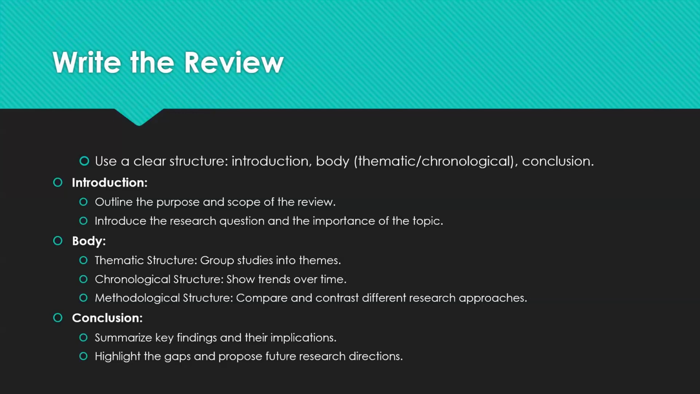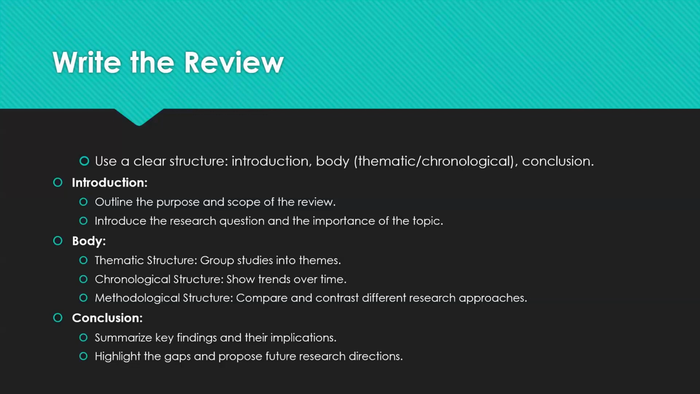In the chronological structure, it talks about the present studies in the order of publication to showcase how the field has evolved over time. Then in the methodological structure, you need to compare and contrast the research methods used across the studies, highlighting how different approaches contribute to the findings. So this is about the body of the content. The next and last one is the conclusion.